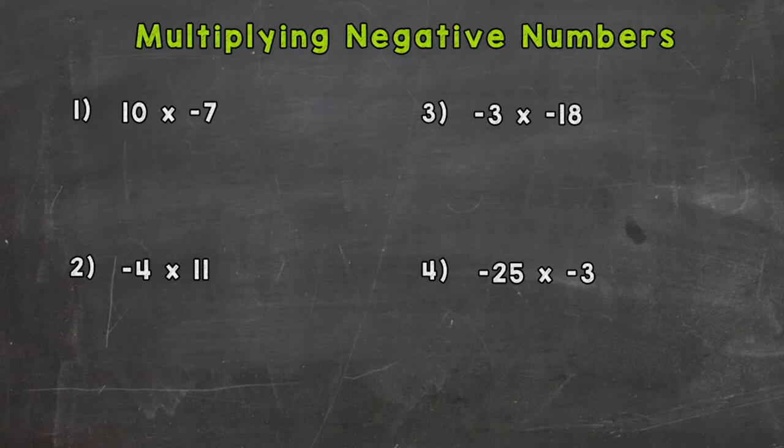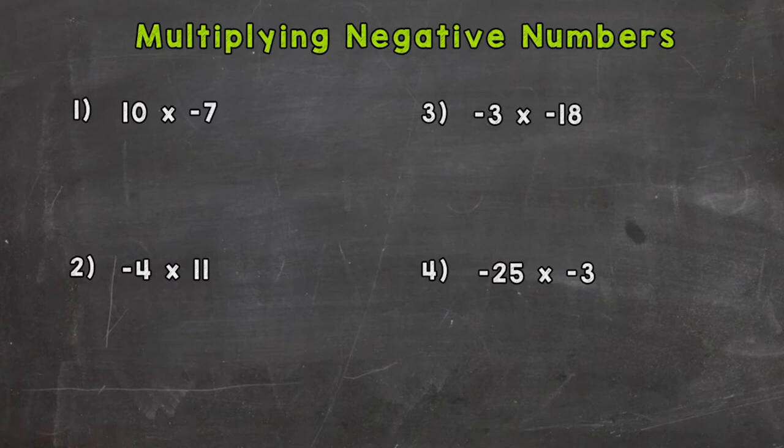In this video, we are going to be covering multiplying negative numbers. We're going to take a positive times a negative, a negative times a positive, and then a negative times a negative. So let's jump right in to number 1.